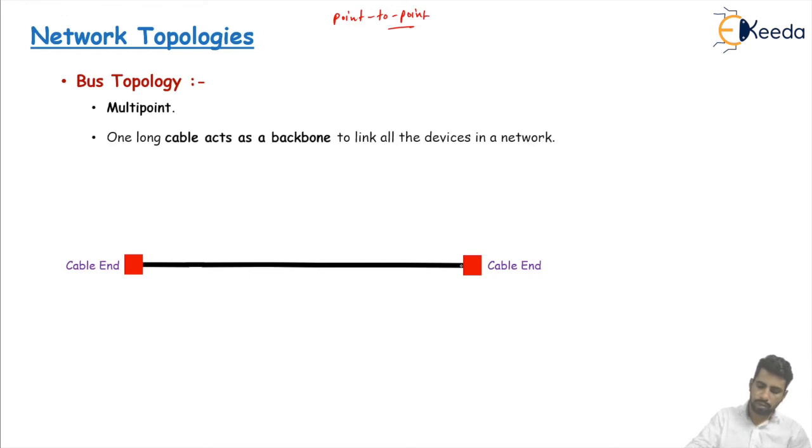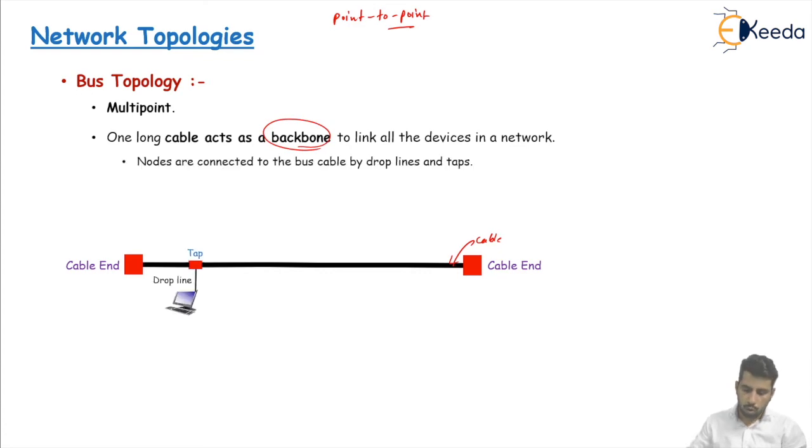This is the cable. This cable connects the devices, linking them. It is one long cable, which we call the backbone cable. Nodes are connected to the bus cable by drop links, or you can say drop lines, and taps.